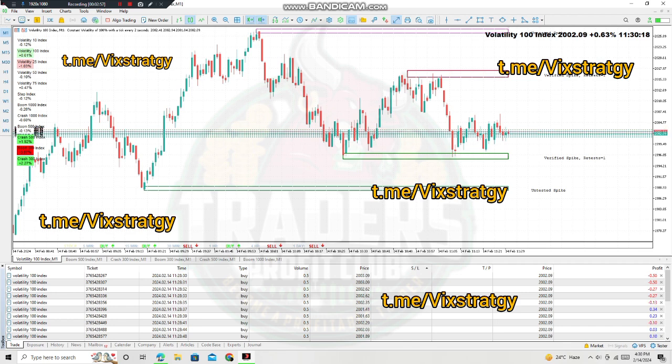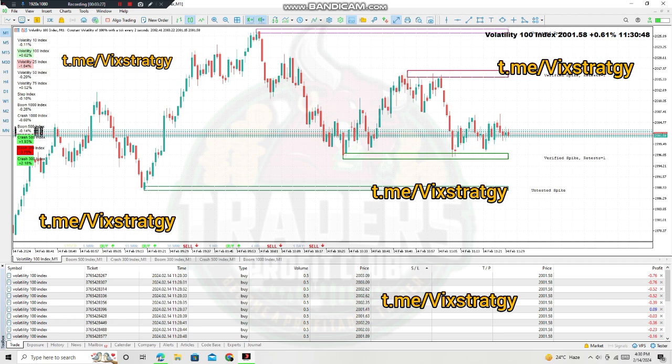This bot can work on volatility indexes, boom and crash, and also on forex major currency pairs like EUR/USD, GBP/USD, USD/JPY, NZD/USD, USD/CHF. These are all traded by the bot.